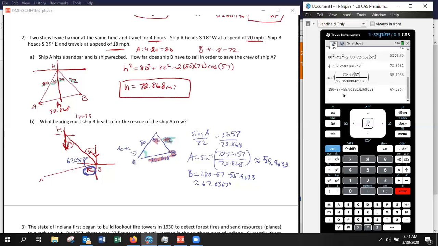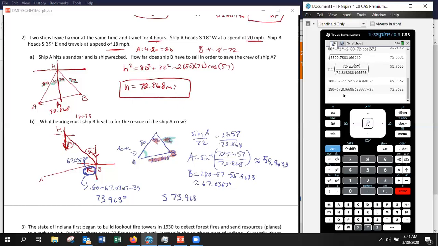So to find that, I will take 180 minus that angle that I just found, and then minus the 39 degrees that I originally had. And that bearing should now be 180 minus the 67.0367 minus the 39. So that is a 73.963 degree angle. So my bearing is south, 73.963 degrees to the west.